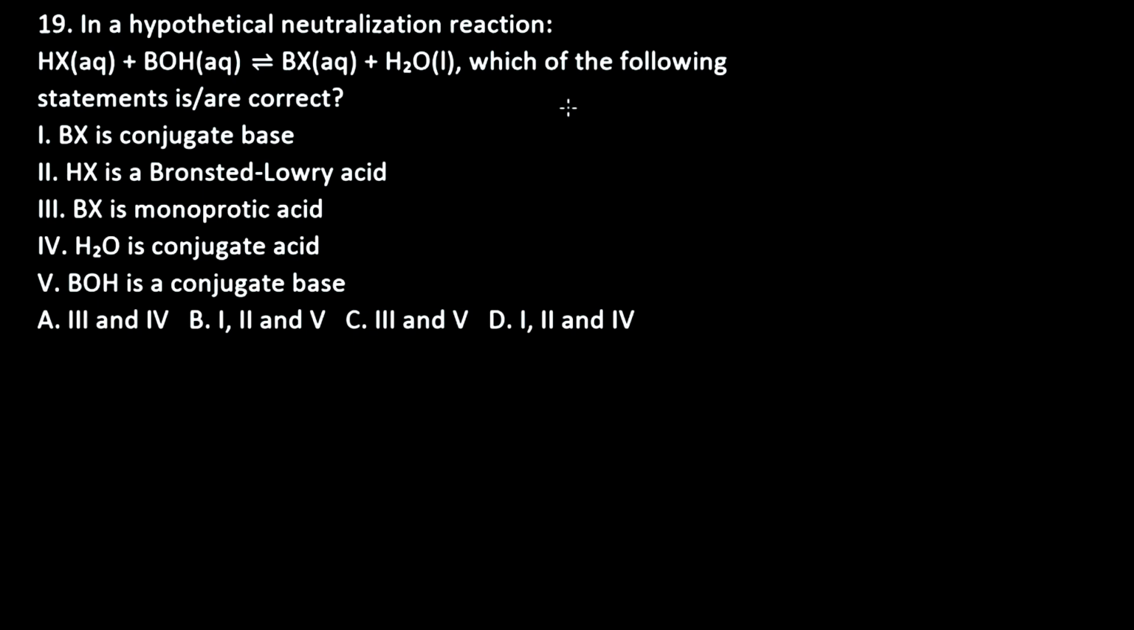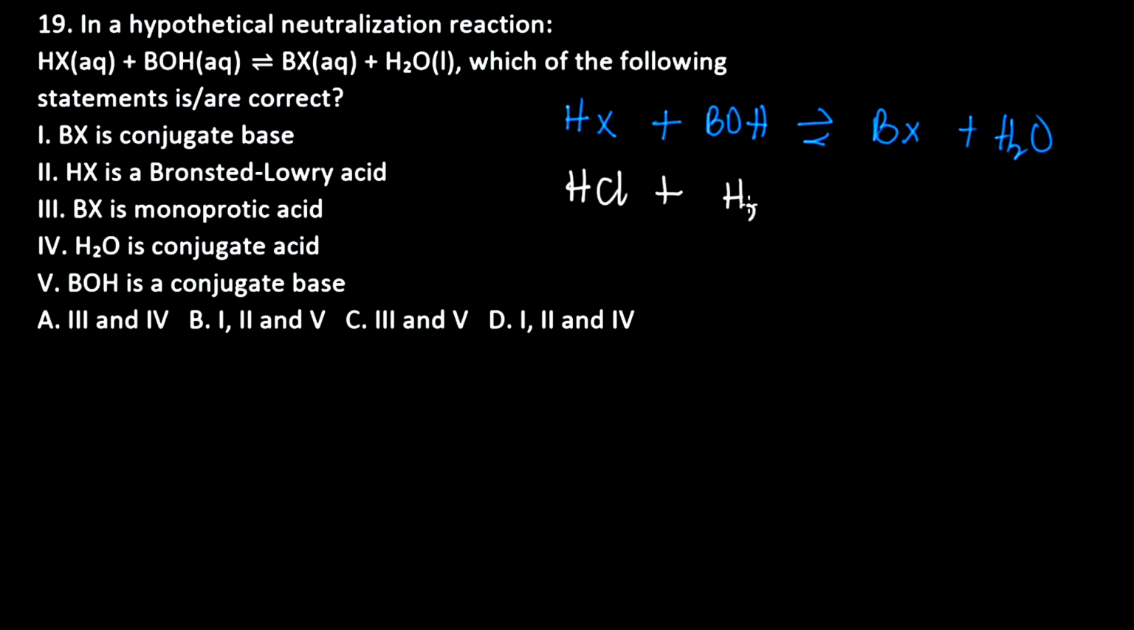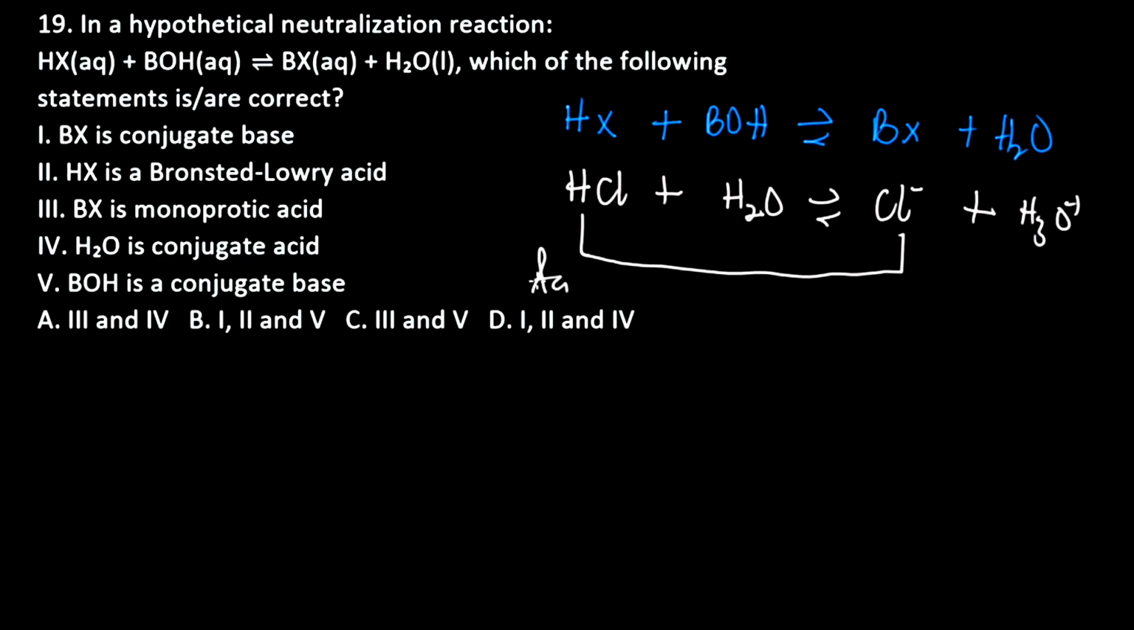Looking at this question, in a hypothetical neutralization reaction, which of the following statements are correct? I think we did this in the previous question. We had HX plus BOH to give BX plus H2O, right? We can say it's the same thing as having HCl plus H2O to give Cl negative plus H3O plus. Here, what is left of the acid? This is the acid, right?